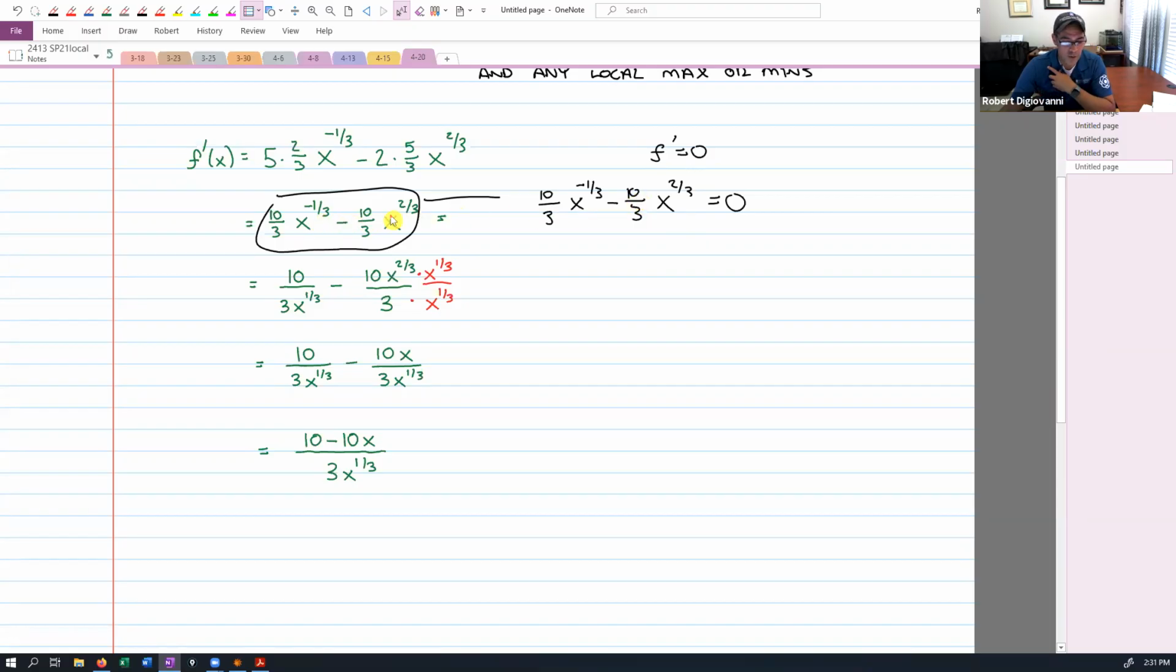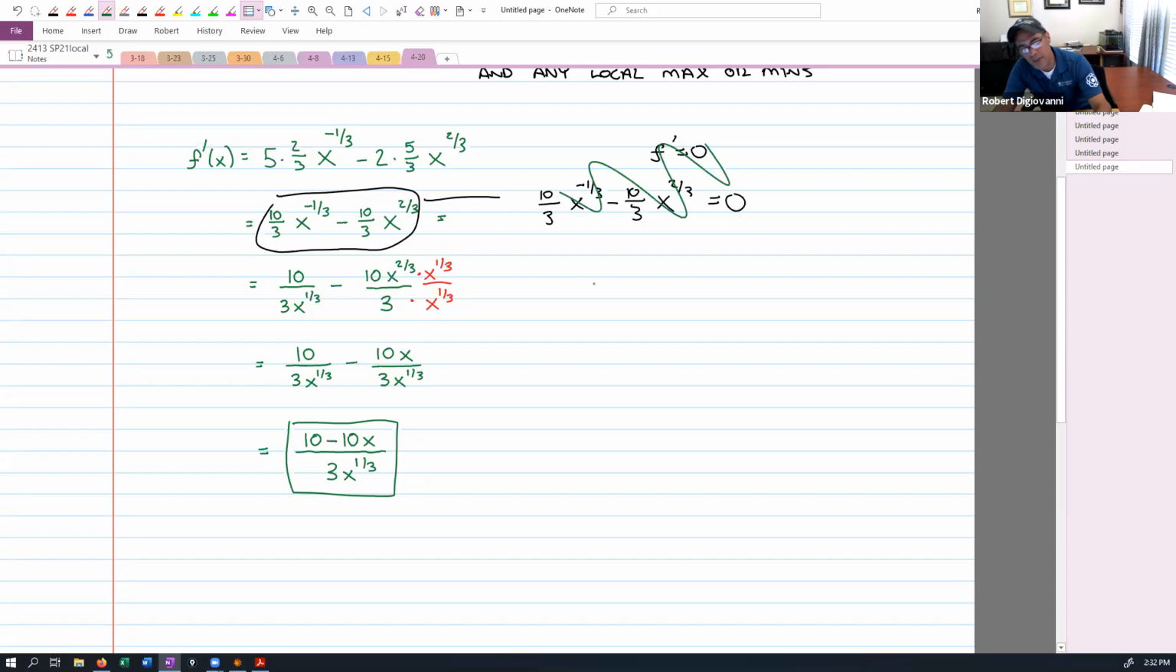So I try and rewrite everything as fractions first. Then I say, oh, I need a common denominator here. I'll introduce an x to the 1/3 here. That gives me the common denominator. And then when I multiply those two, I add the exponents. 2/3 and 1/3 is 1. So that gives me an x up there. Now I have the same denominator, so I put the numerators together. And now this is a very nice, clean version of the derivative. Would y'all agree? It's a very nice looking derivative.